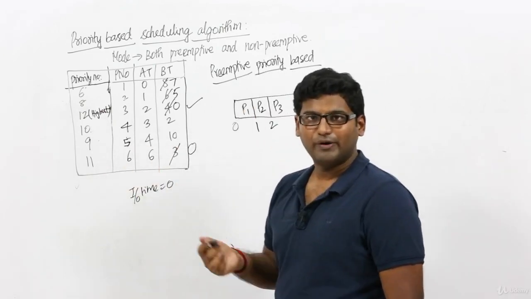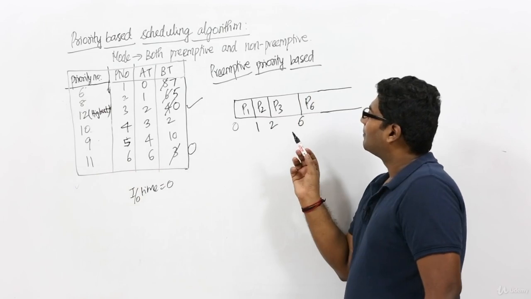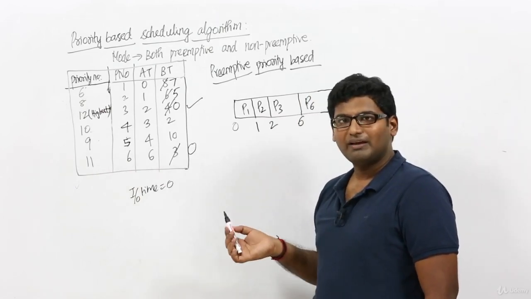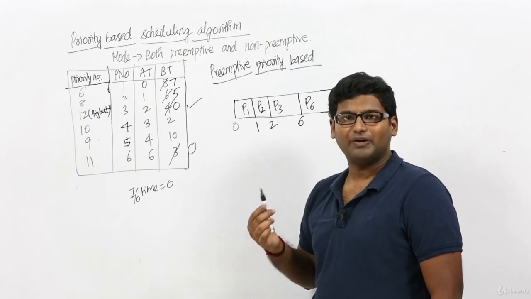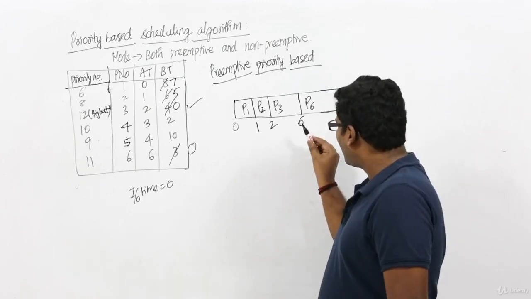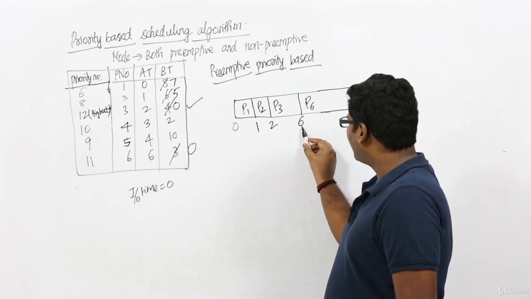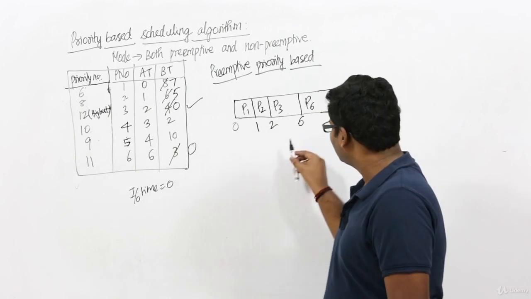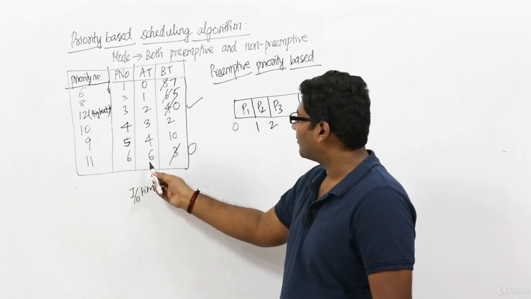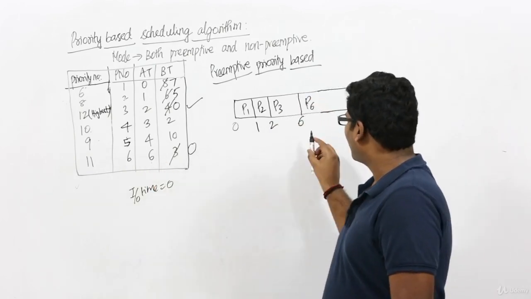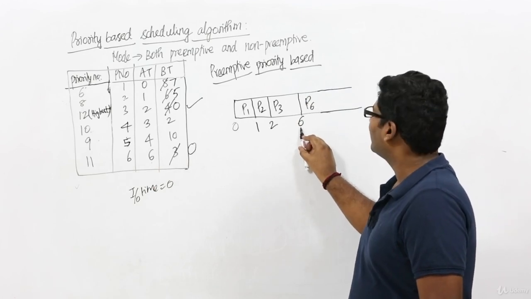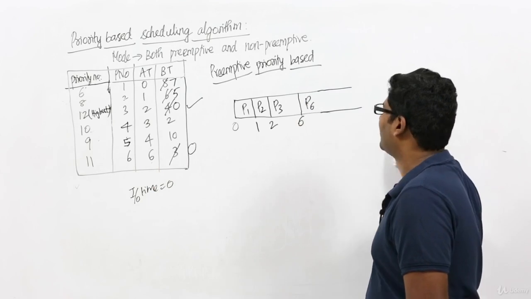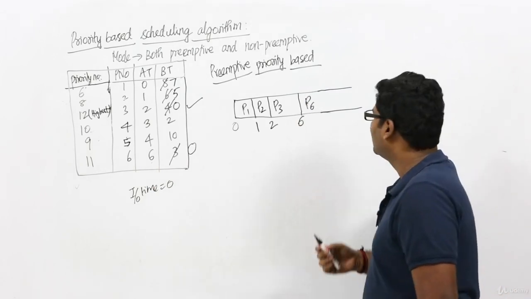See, that's why I said that our preemptive priority based scheduling algorithm will start behaving like the non-preemptive priority based scheduling algorithm from the point at which every process has arrived to the RAM. At time unit 6 every process has arrived, so from now on it will behave exactly like the non-preemptive priority based scheduling algorithm.